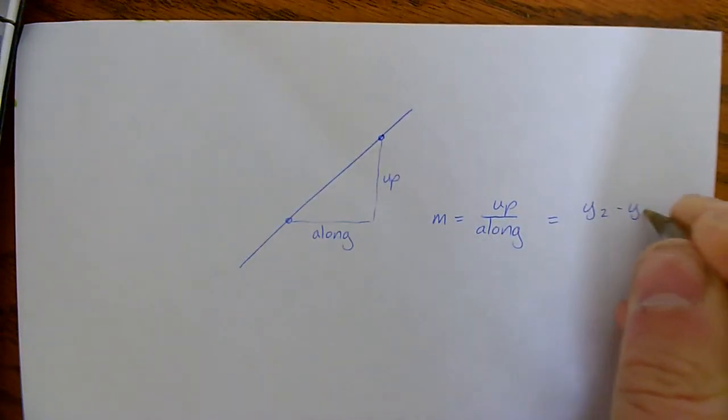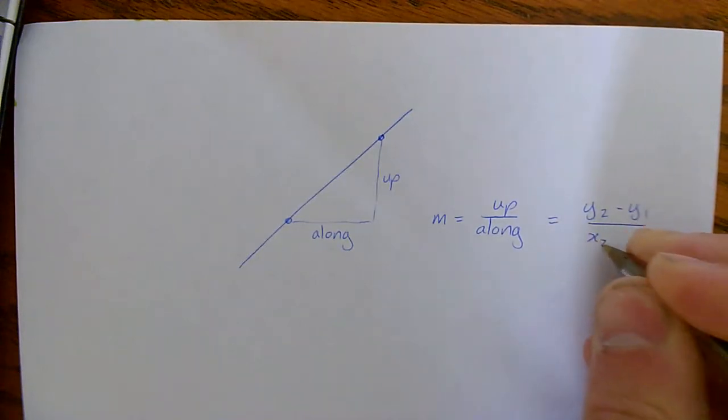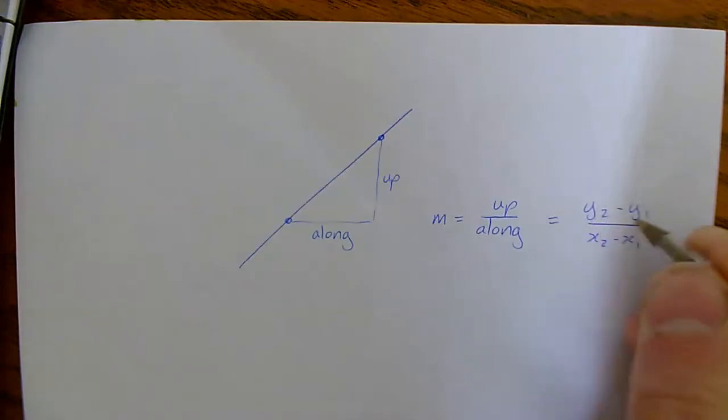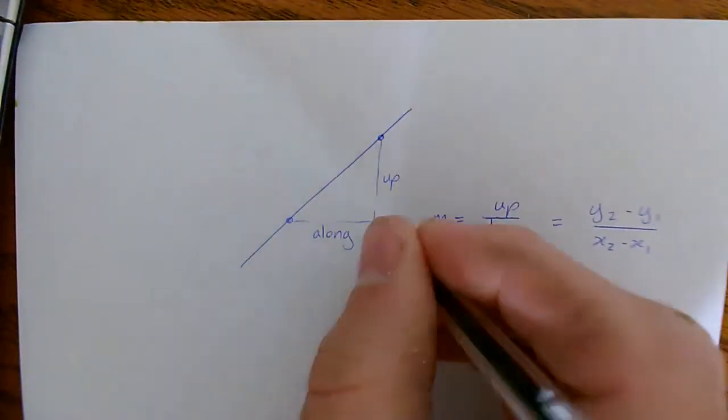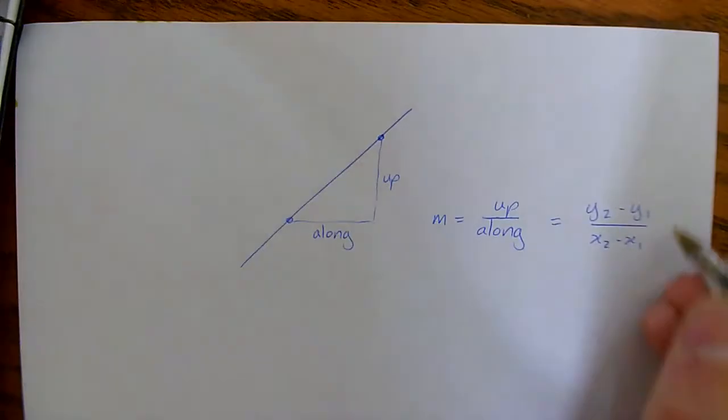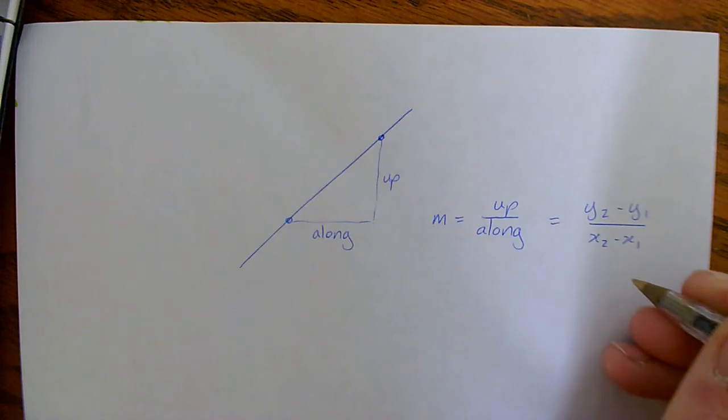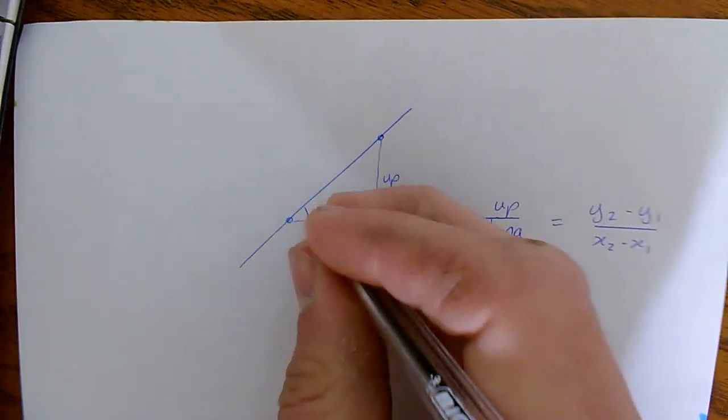and we've got this other formula, y2 minus y1 over x2 minus x1. y2 minus y1 is just telling us how much up we've gone, x2 minus x1 is just telling us how far along we've gone. So we've got this formula. Now, a slightly different perspective on that.